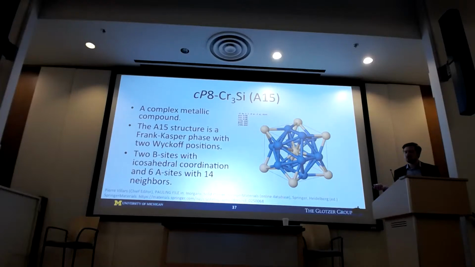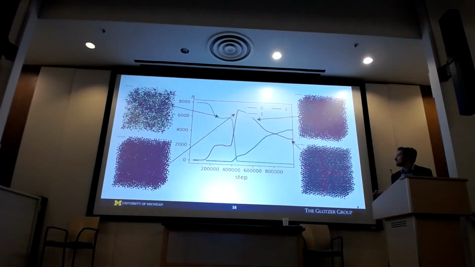Now we wanted to also look at slightly more complicated systems. This is A15, which is a complex metallic compound. The A15 structure is interesting because it has two Wyckoff positions, so two points in the unit cell that have different symmetries. And we were interested in whether we can pick this up. So this is what we found.